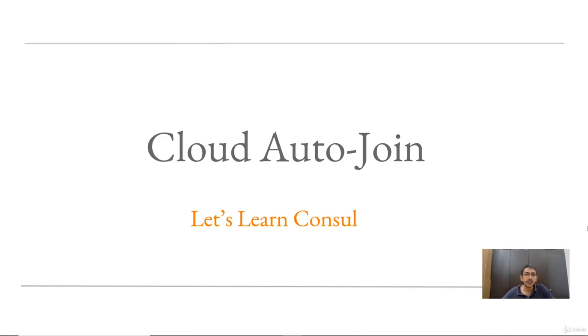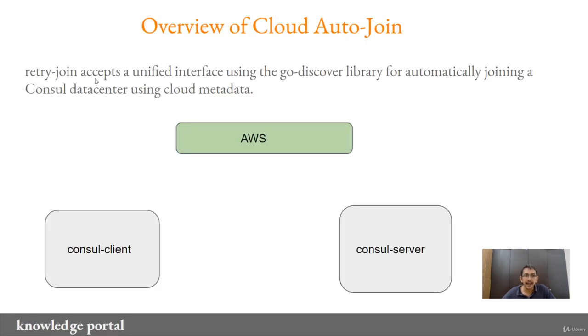Now in today's video we'll be discussing the interesting feature of Cloud AutoJoin. Now retry join accepts a unified interface by using the Go Discover library for automatically joining a Consul data center using cloud metadata. So let's quickly look into the high level working of how exactly this would work.